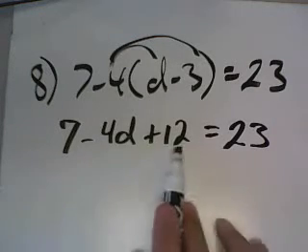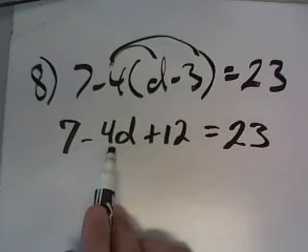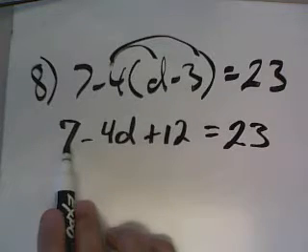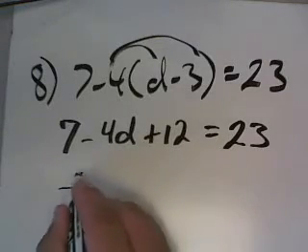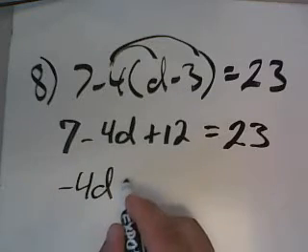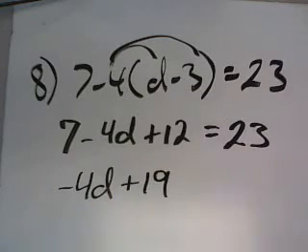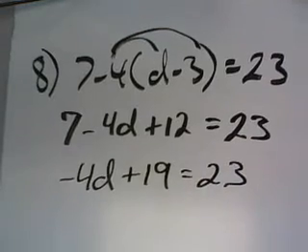Now we can take what we have and combine like terms. For example, we can't combine the 4d with anything because the 7 doesn't have a d with it, and neither does the 12. So the 4d is just going to remain negative 4d. But then the 7 and the 12, if we add those together, is 19. Now we have a two-step equation.